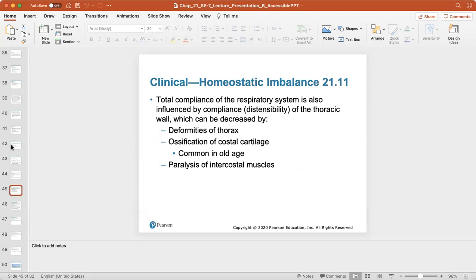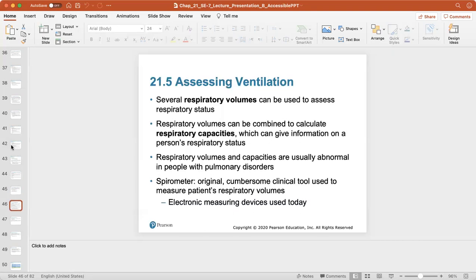Also, total compliance of the respiratory system is influenced by compliance or distensibility of the thoracic wall, which can be decreased by deformities of the thorax, ossification of the costal cartilage, which can be very common in old age, and even paralysis of the intercostal muscles.